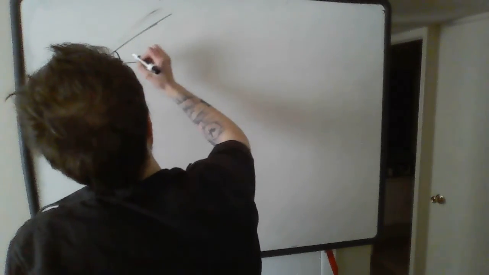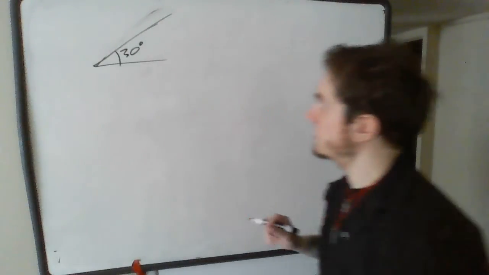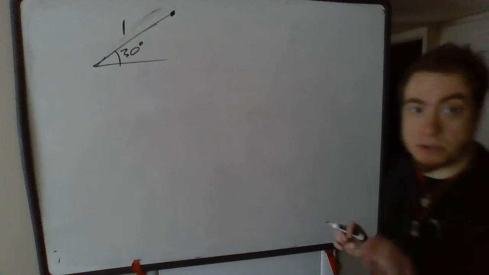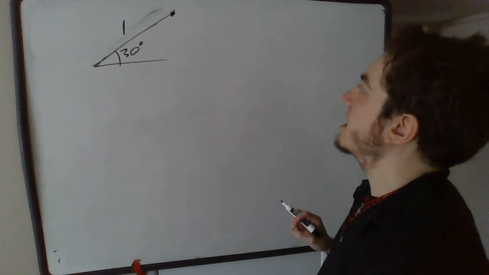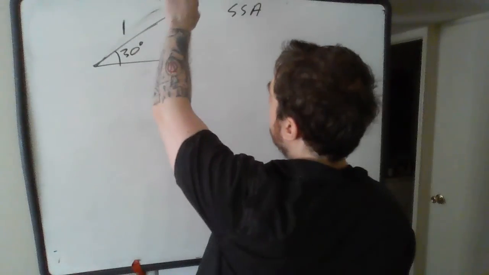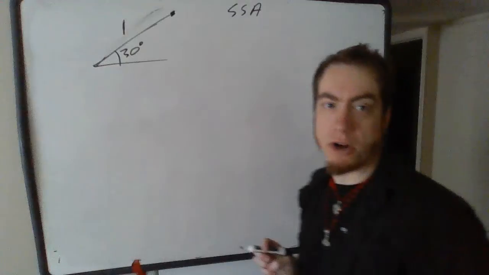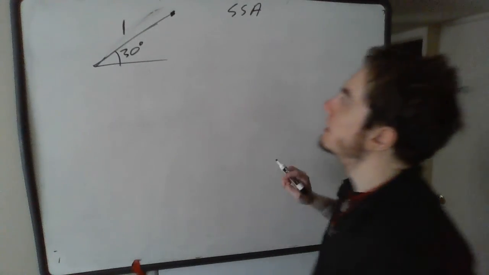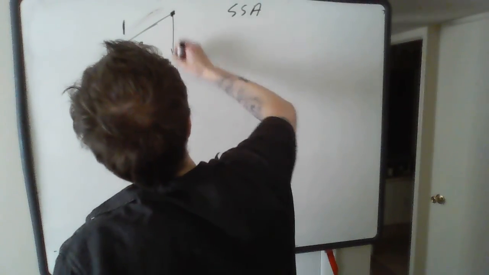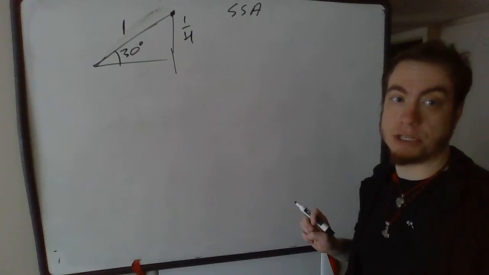So let's say that I tell you that this is an angle of 30 degrees. And I also tell you that this side of the triangle is a length of 1. So this is the original setup, and then I need to tell you something additional. I want to do some side-side-angle cases, meaning that we're going to have two sides and then one of the angles, which is not in between them. So what would happen if I were to tell you that, in addition, this side of the triangle has a length of 1/4, and I ask you to find the other dimensions of the triangle?